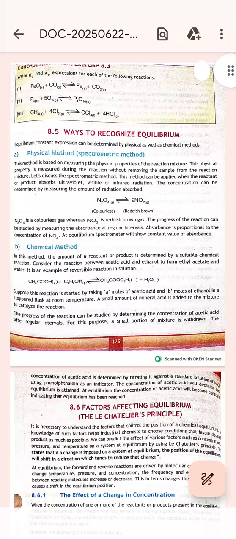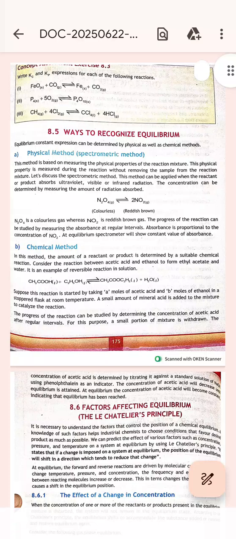Today we are going to start our new topic, that is ways to recognize equilibrium. Equilibrium constant expression can be determined by physical as well as chemical methods. Physical method. This method is based on measuring the physical properties of the reaction mixture. This physical property is measured during the reaction without removing the sample from the reaction mixture.